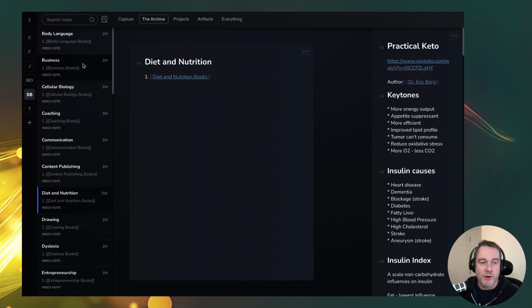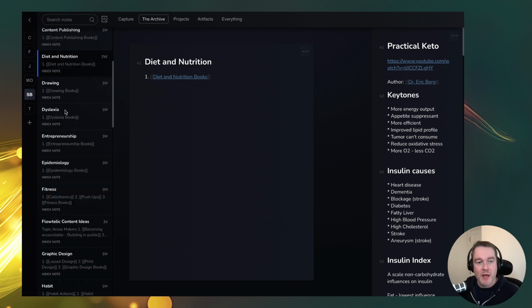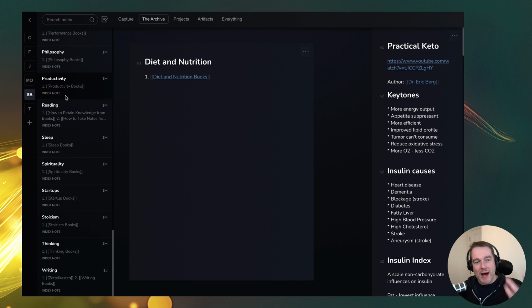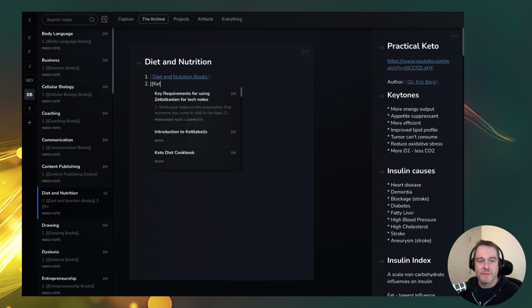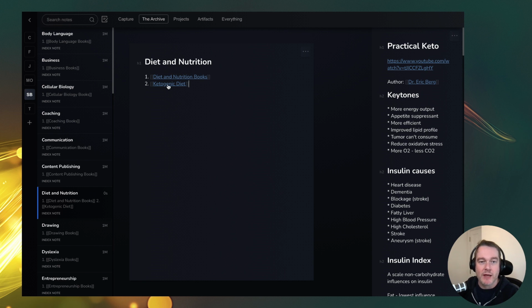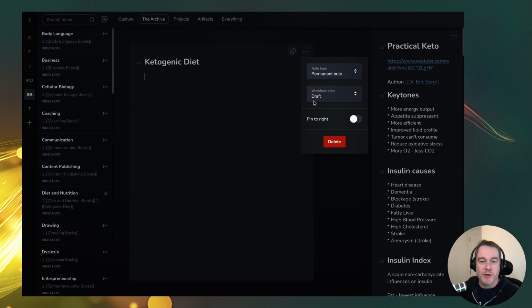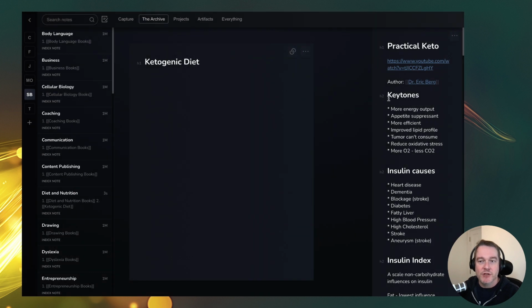So this is my second brain here. And I've got a map of all the types of things that I want to be recording into my second brain. And diet and nutrition is one of those. So let's create an entry here for the ketogenic diet. Okay, so we'll create this note here and we want that as a permanent note and it's in draft state. So ketogenic diet consists of a variety of things.